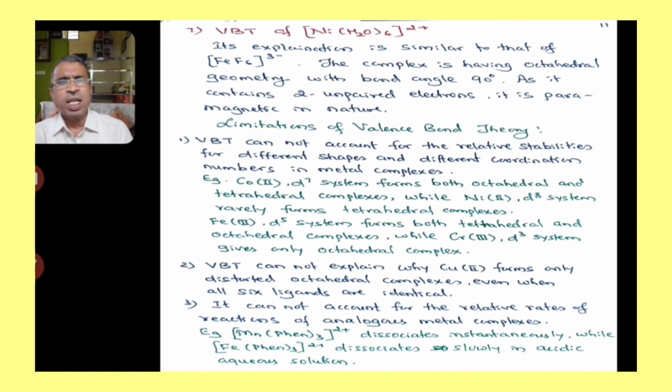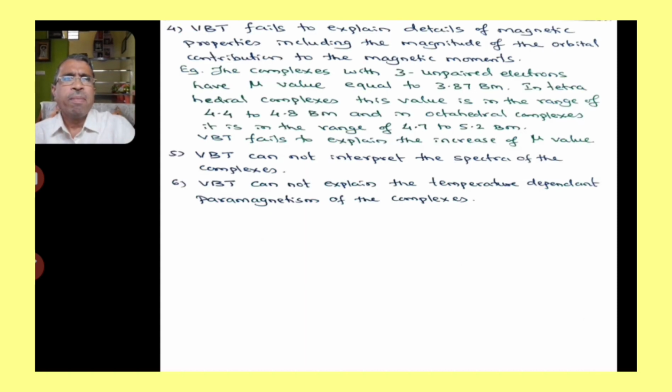The second limitation is that valence bond theory cannot explain why copper 2 forms only distorted octahedral complexes even when all 6 ligands are identical. The third one, it cannot account for the relative rates of reactions of analogous metal complexes. The example is given. Valence bond theory fails to explain details of magnetic properties, including the magnitude of the orbital contribution to the magnetic moments.